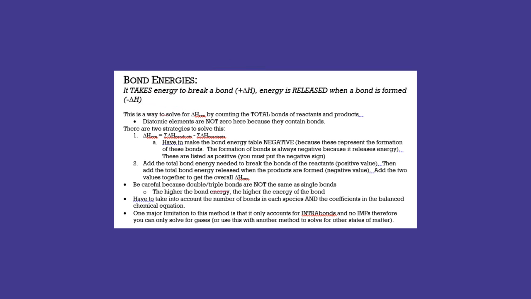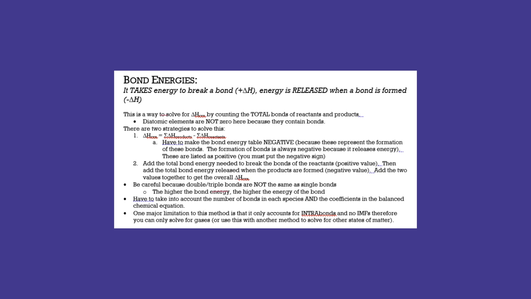So this is one of the ways that we can solve for delta H of a reaction by counting the total bonds of reactants and products, and then adding them up or subtracting them depending on which method you're using. We're taking into account all of the bonds that are broken and all of the bonds that are formed, and making sure that we have the correct sign for each one of those. Some of the other ways you can solve for delta H would be Hess's law, standard enthalpy of formation, energy diagrams, and calorimetry. So this is one way which you can do it.